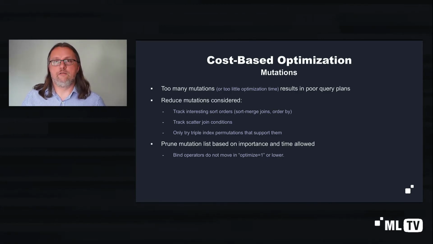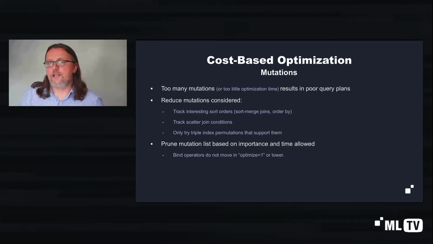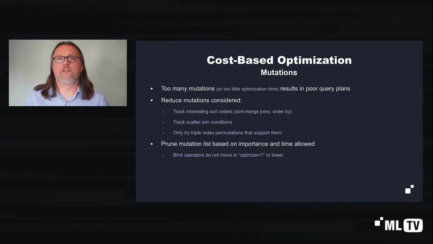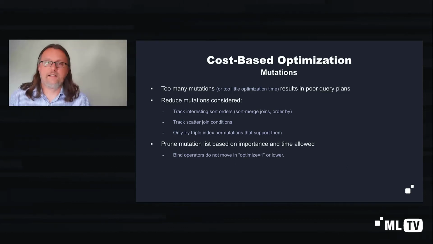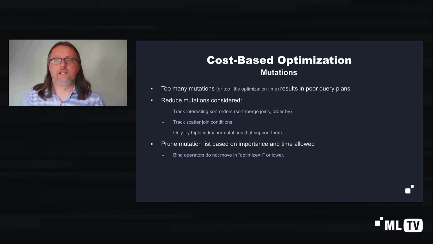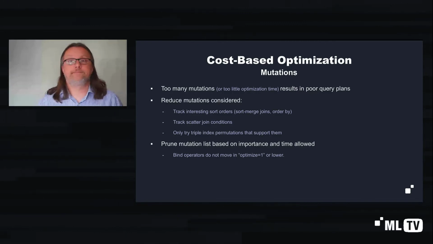Another thing we do is we track the scatter conditions. If you recall, when a scatter join takes information from the left-hand side and passes it into the right-hand side to restrict query execution, that can result in a smaller right-hand side and a more efficient query execution. So we track that in the cost function, and we track that when we're adding mutations, and we add mutations that facilitate a smaller query plan retrieval. And we don't add mutations that don't do that.